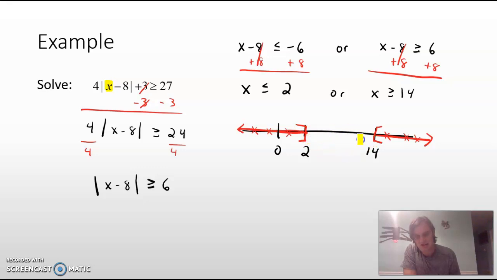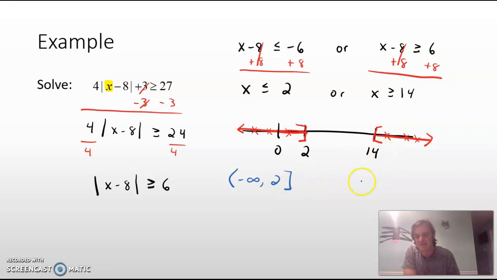Now, that's a disjoint number line, so there's a gap in the middle, so numbers in the middle would not work. But when we write this out in interval notation, we're going to look at it and write them separately. So the arrow pointing to the left is negative infinity with a parenthesis, going up to 2 with a bracket.